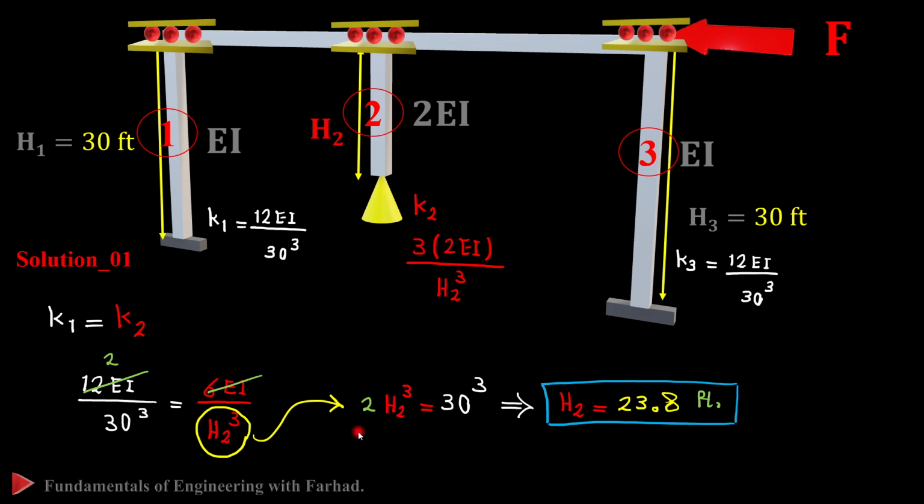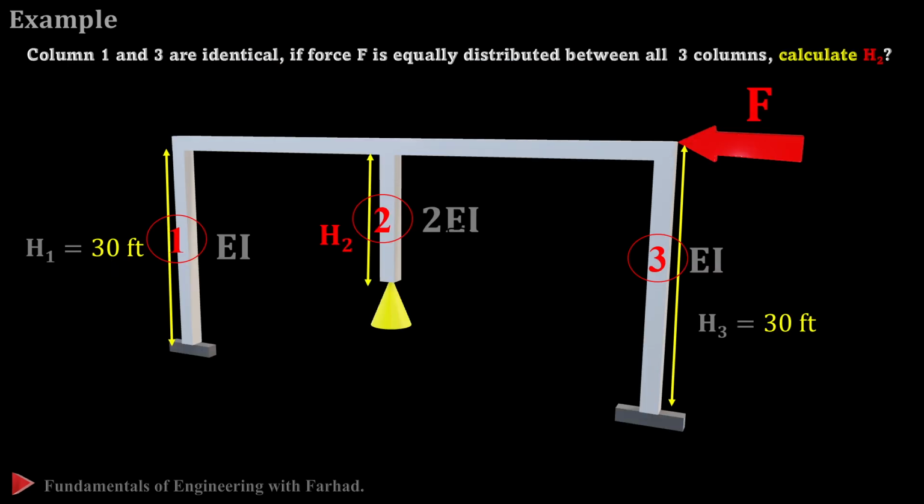So the whole calculation for this problem was a conclusion of the parallel condition: jotting down the stiffness, and just jotting down this line to get the answer. So H2, the height of the middle column in this problem, is equal to 23.8 feet, or almost 24 feet. Thank you. We'll solve more problems in seismic design in next videos.